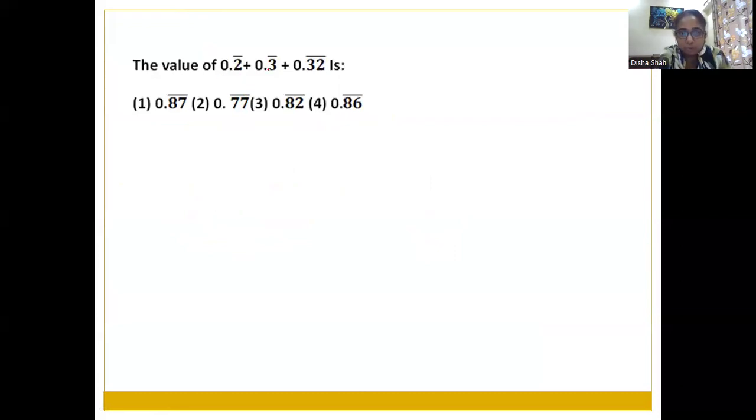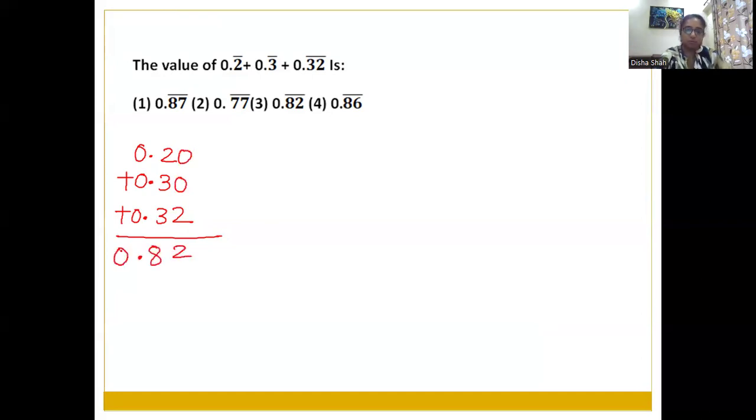Find the value of 0.2 bar plus 0.3 bar plus 0.32 bar. Okay, now if the question was like this, find 0.2 plus 0.3 plus 0.32, how would we have done it? Now here nothing is there, so we'll write 0. Nothing is there, so we'll write 0. This is 2, 8. That is how it would be. But the question is not this. The question is this: 0.2 bar plus 0.3 bar plus 0.32 bar. This can be written like this.